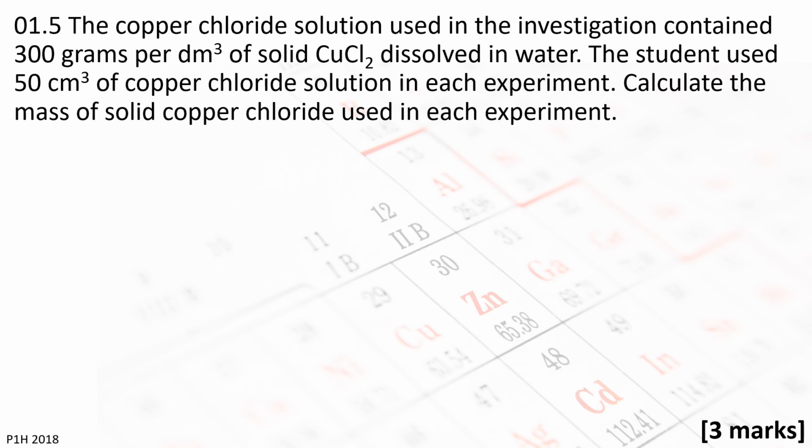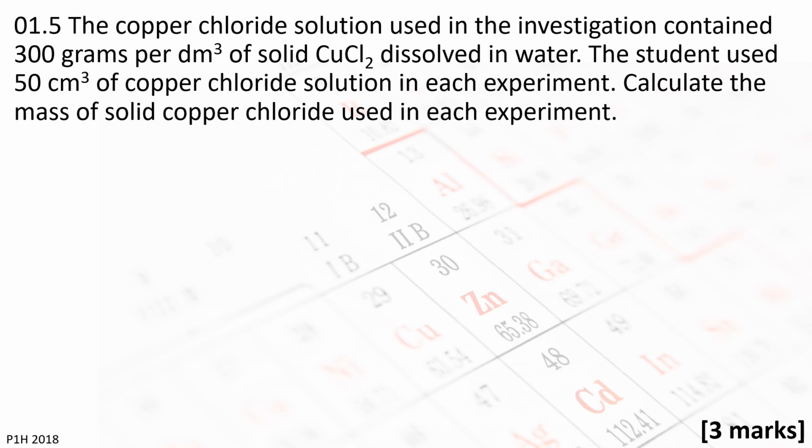Here's the final part of the question. The copper chloride solution used in the investigation contained 300 grams per decimeter cubed of solid CuCl2 dissolved in water. The student used 50 centimeters cubed of copper chloride solution in each experiment. Calculate the mass of solid copper chloride used in each experiment.